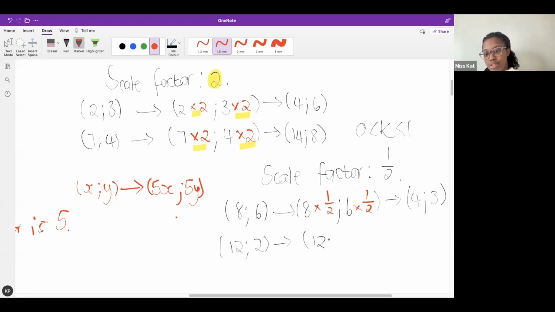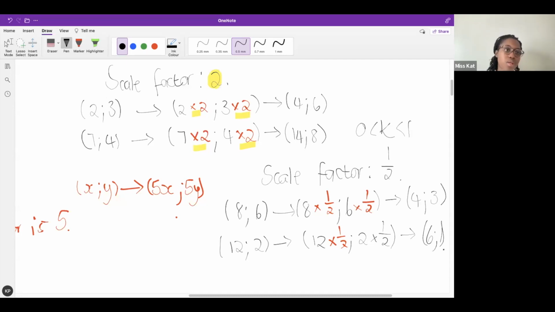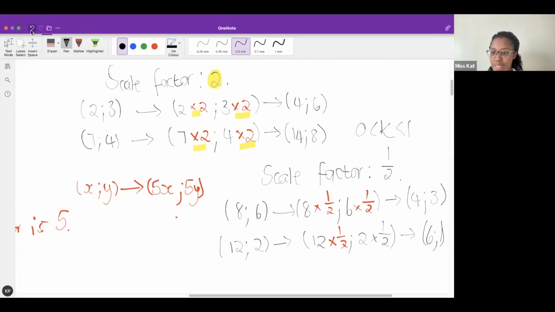So your scale factor will not be negative, okay? It's either between 0 and 1 or greater than 1. Let me finish this one off quickly. So new coordinates, thank you. I see you in the chat, 6 and 1, and I wrote that one very terribly.